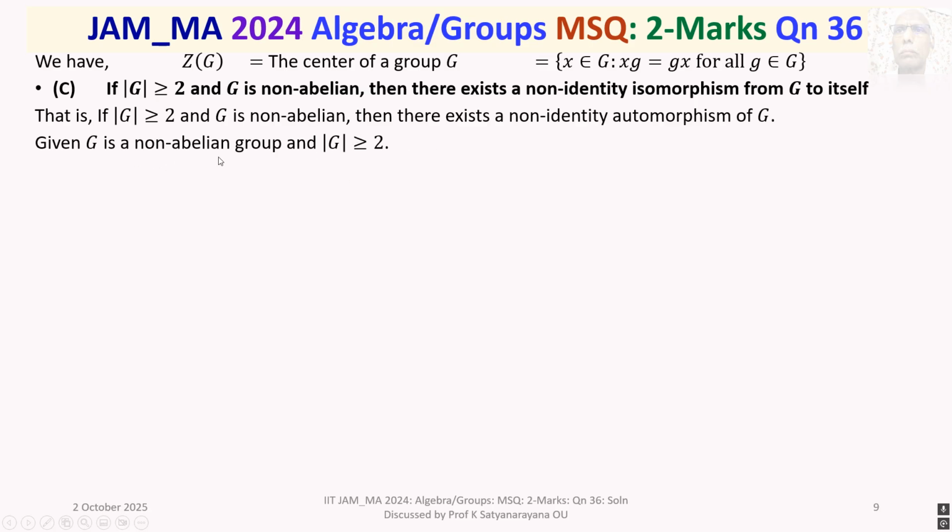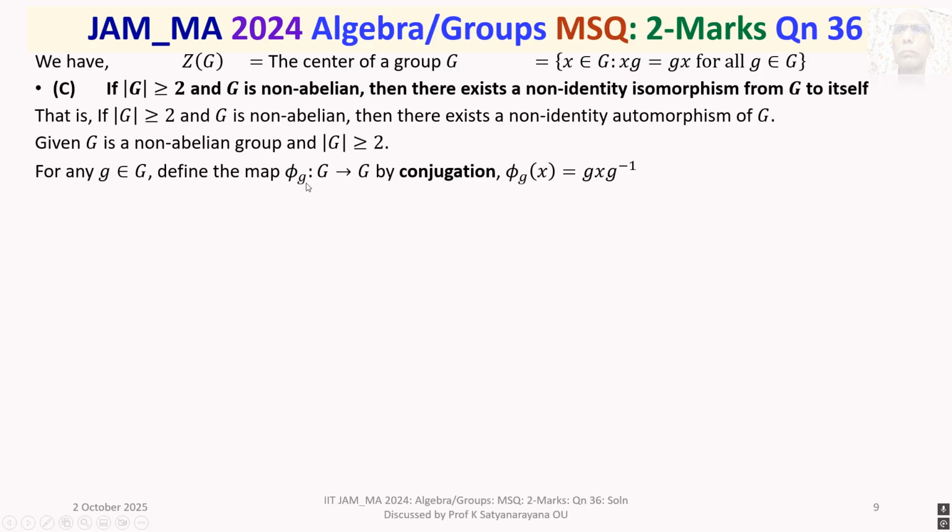When G is non-abelian, the smallest non-abelian group is S3, that is, its order is 6. Order of G greater than or equal to 2 means it will start from 6 onwards. So anyway, for any g belonging to G, define a map phi_g from the group G to itself by conjugation. phi_g of x is g x g inverse.